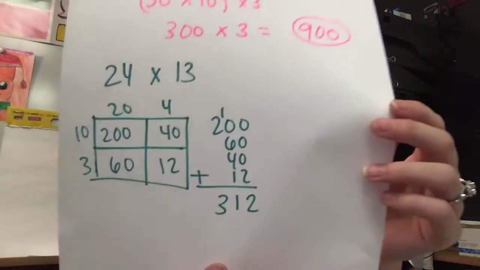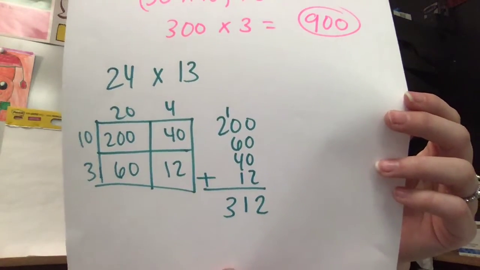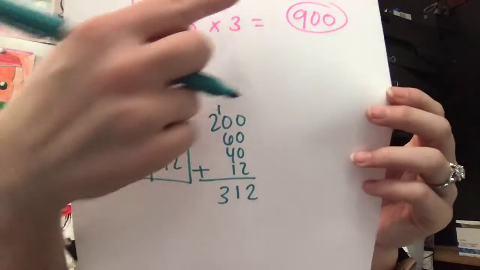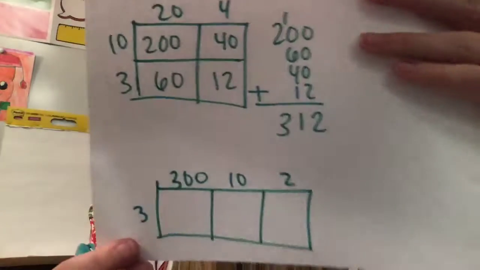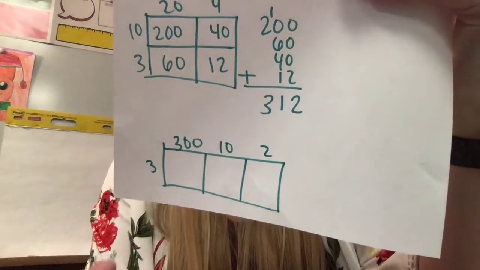200 plus 60 plus 40 plus 12 should get this. We should be at 312 so far. Okay, but remember, we got to times it by 3 now. We're not done yet. We have to do 312 times it by 3. Okay, so again, I'm going to do my box method one last time. Split up that 312. Okay, 300 times 3. Well, we already did that before. It should be 900.